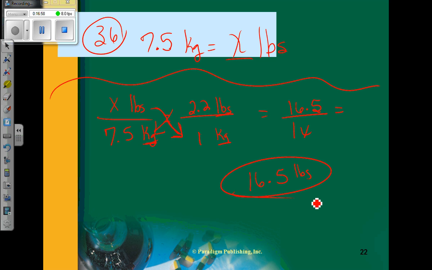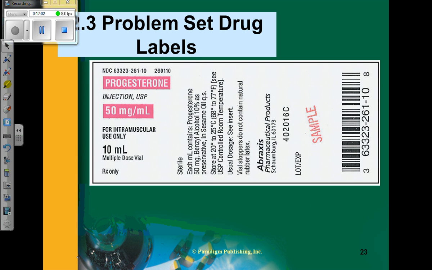Now we're going to do some ratio proportions looking at the drug labels. This right here is showing you the problem set with the drug label, and it's showing you that there's 50 milligrams in 1 milliliter. If it does not have a number, it's always 1.